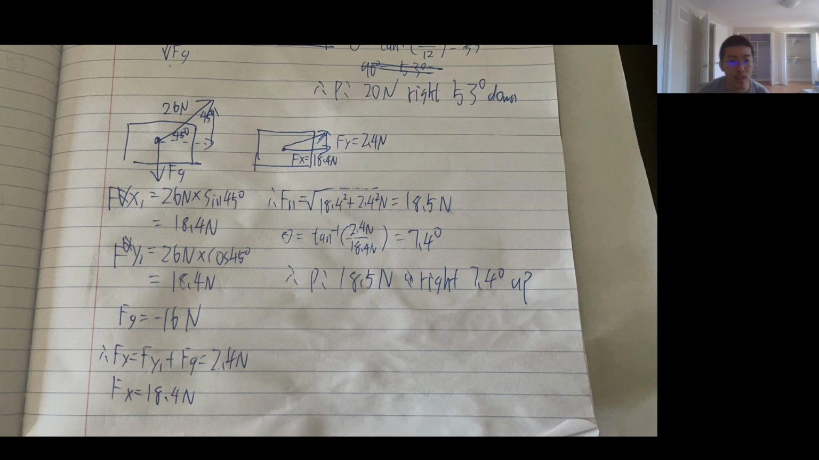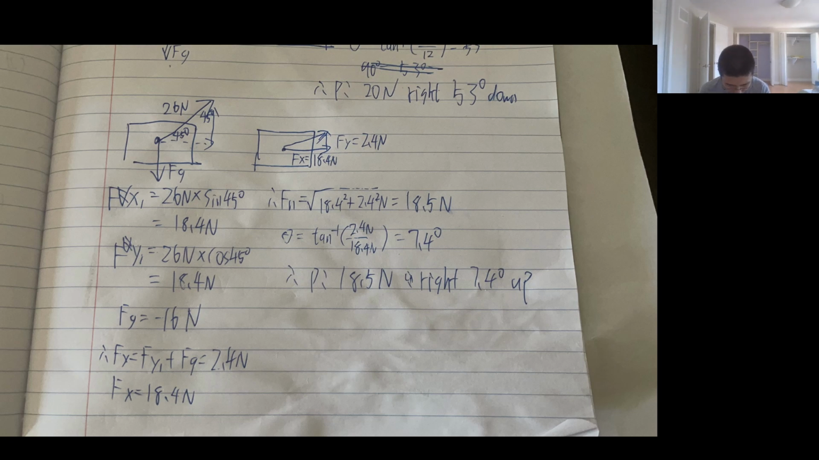And we are solving question D now. It says you are pushing the ball with a force of 26 newtons, up 45 degrees right, and you are being asked to calculate the net force. So in that case, we first draw a free body diagram with gravity applied and the force that you've pushed with. And we analyze the force on the x-axis and the y-axis, which are separately 18.4 newtons and 2.4 newtons.